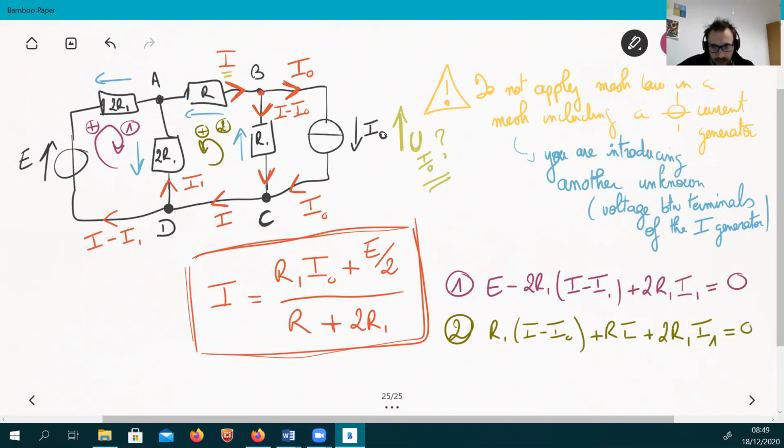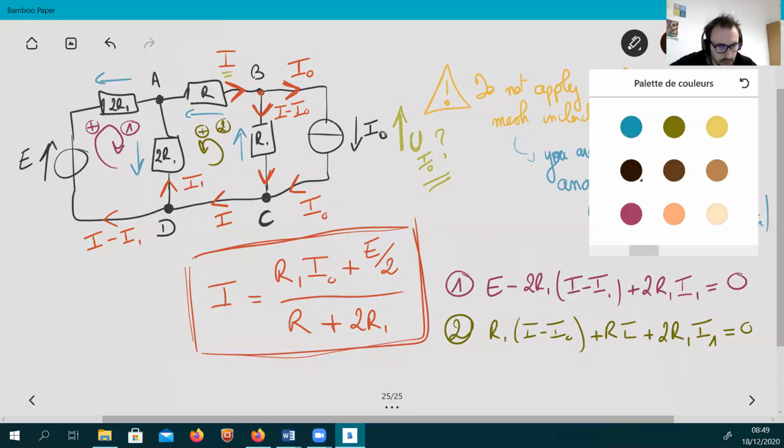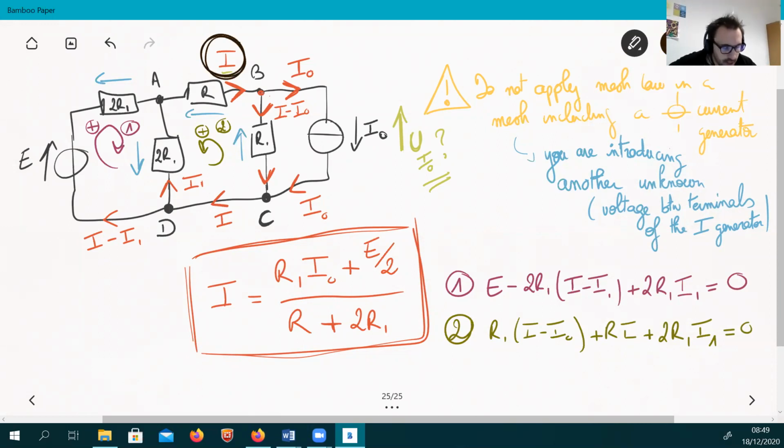In this case, the two unknowns are still the current I, what we are looking at, and the other unknown is I1. I0 is known because this is the current delivered by the current generator, and the voltage E is also known. All the values of the resistors are known. So you end up with these two equations, a system of two equations with two unknowns, and you can solve this quite easily to find the result.